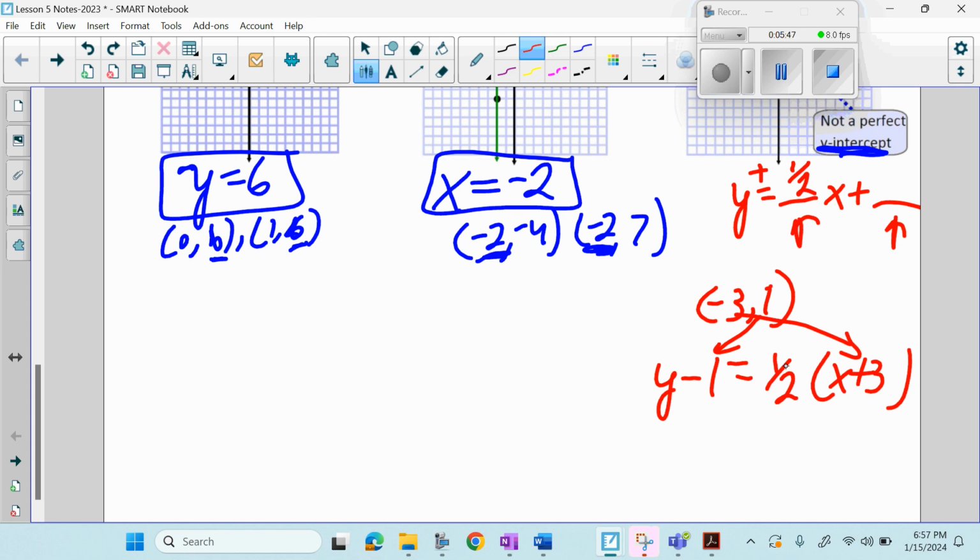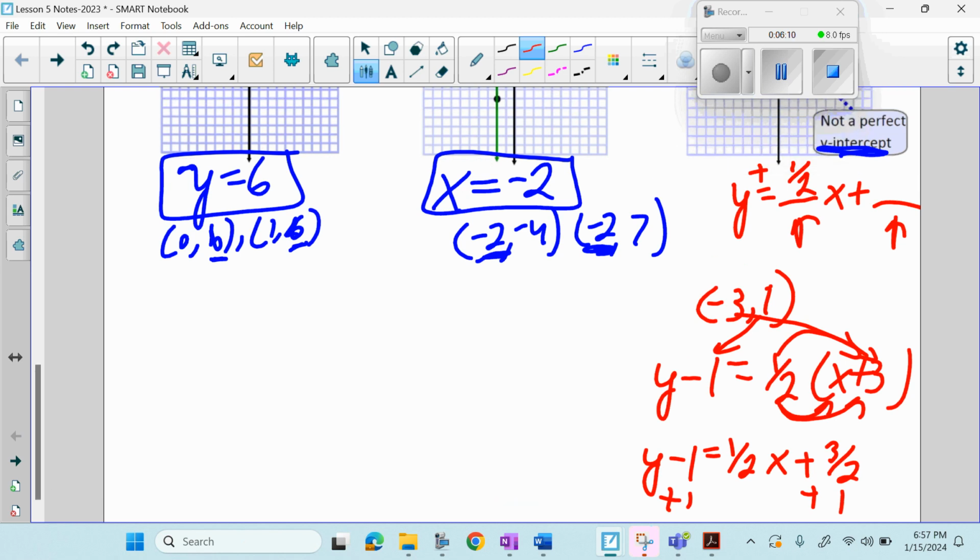So we haven't done this yet. We're going to distribute this 1/2 and then finally add that 1 over. So let me show you. So I have y minus 1 is equal to 1/2 x plus, and if I distribute that 1/2, it's going to be 3/2. And then the last thing I'm going to do is add 1 to both sides.